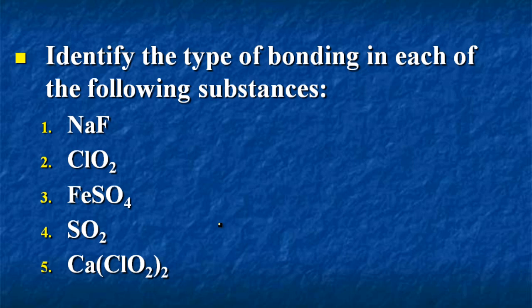Do not think that one compound can have only one type of bond. They can have ionic and covalent bonds, or ionic only, or covalent only. So all you are going to look for is whether there is a metal present. If a metal is present, definitely there will be ionic bond. And if there is more than one non-metal, then there will be covalent bond also present.